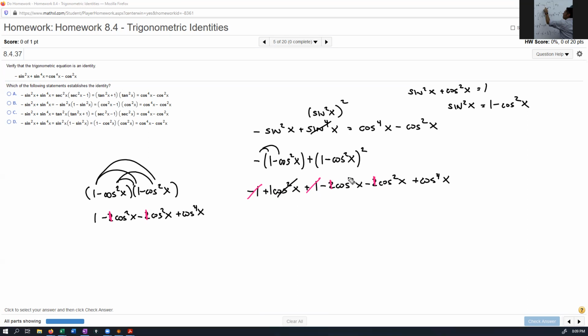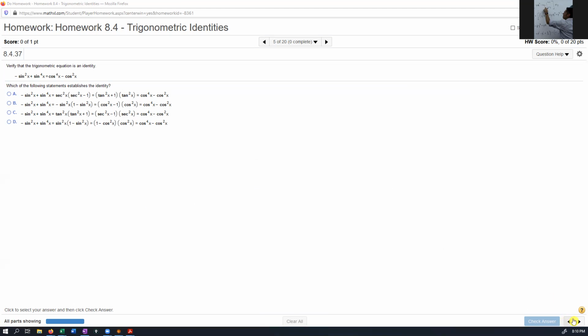That's going to cancel with one of those. No, hold on. Cancels with one of them, and then I still have one left. So I have that left and that left. So that leaves me cosine to the fourth x minus cosine squared x. Okay, there we go. That's the right-hand side. All right, next one.